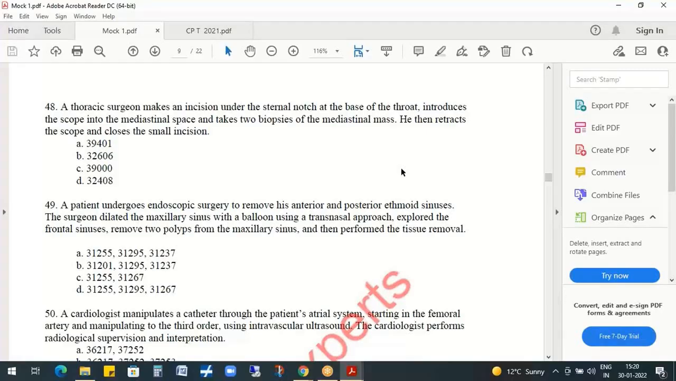Biopsy. 39401. B is the correct answer, everyone. 39401, it's nothing but lymphoid system.